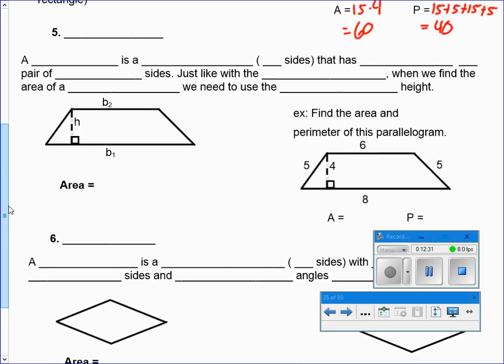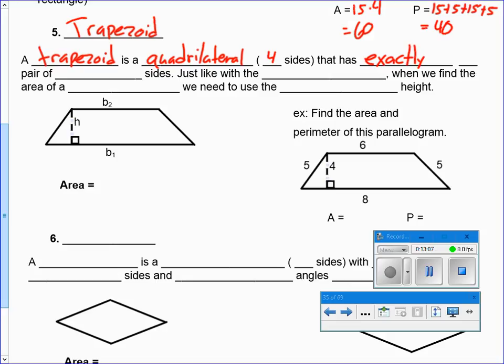Alright, next one has probably the hardest formula for area to remember. That's the trapezoid. So trapezoid is just like the parallelogram, and the rectangle and the square, a quadrilateral. It has 4 sides. And this one's a very similar definition, but it's different from the parallelogram. The parallelogram had 2 pairs of parallel sides. Trapezoid has exactly 1 pair of parallel sides.